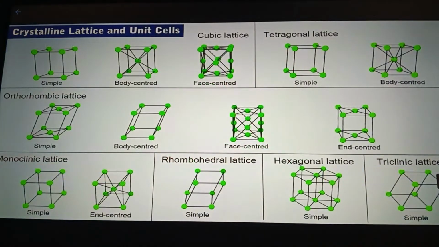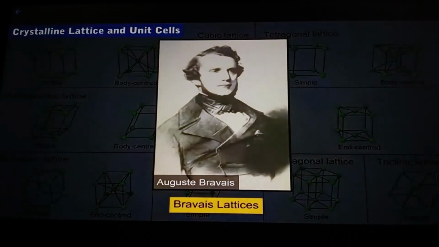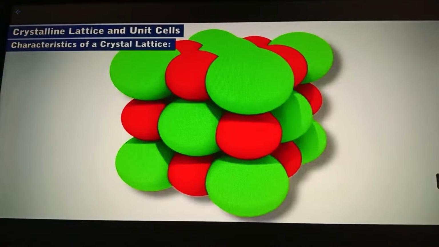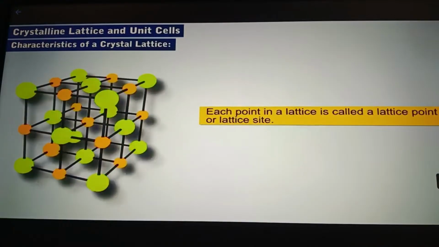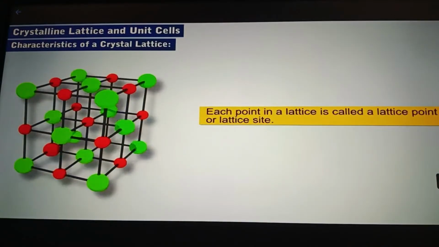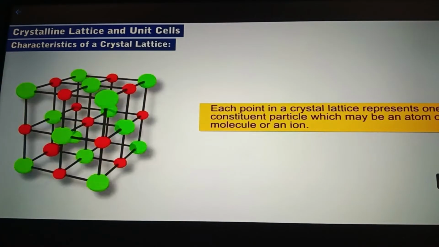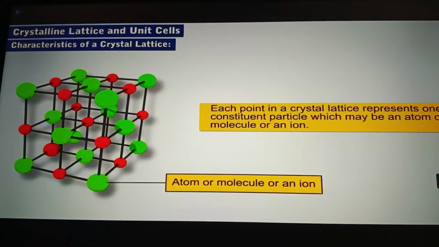There are only 14 possible 3-dimensional lattices and are called Bravais lattices after Auguste Bravais, a French mathematician, who first described them. Now, let us look at the characteristics of a crystal lattice. Each point in a lattice is called a lattice point or lattice site. Each point in a crystal lattice represents one constituent particle, which may be an atom or molecule or an ion.